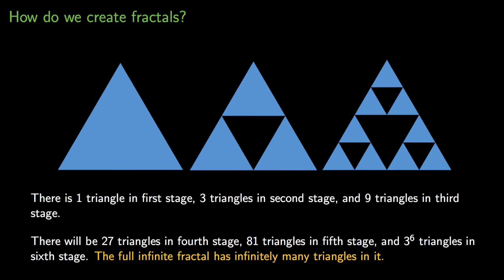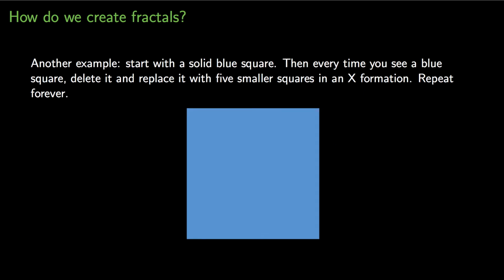Now here's an important conclusion from this. The full-on infinite complete fractal will have infinitely many triangles in it. Here's another example. We're going to start with a solid blue square. That's my starting object. The rule I'm going to follow is that every time I see a blue square, I'm going to delete it, and I'm going to replace it with 5 smaller squares in an X formation. So this is what I mean.